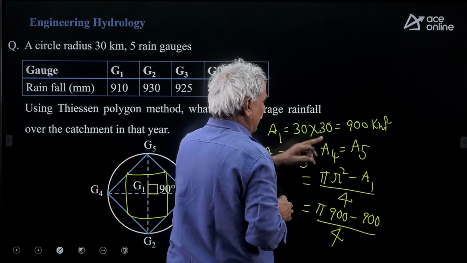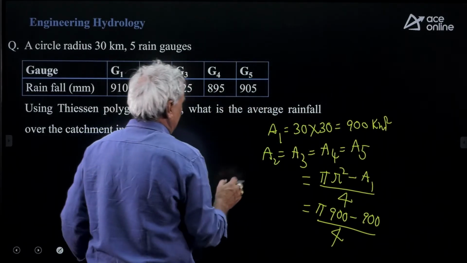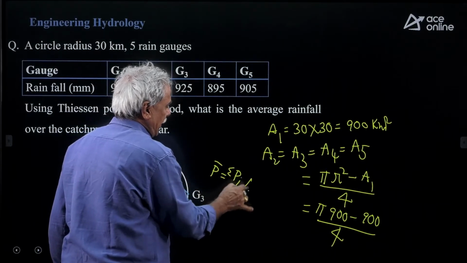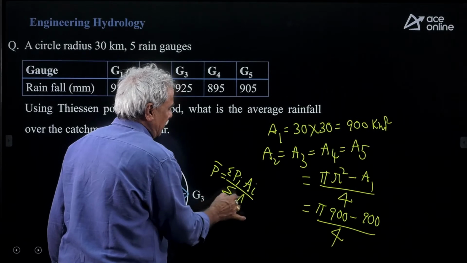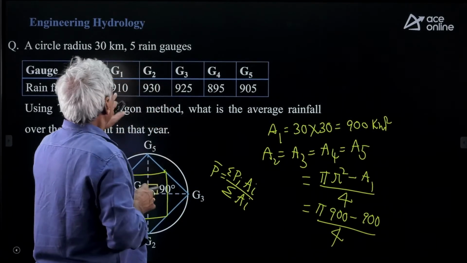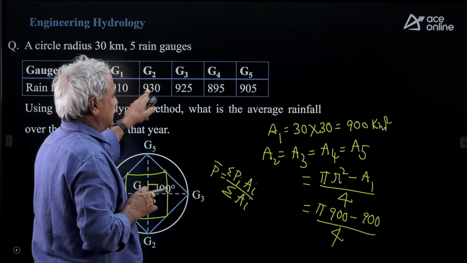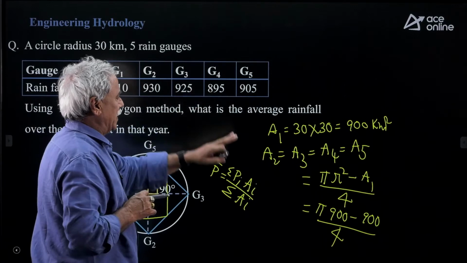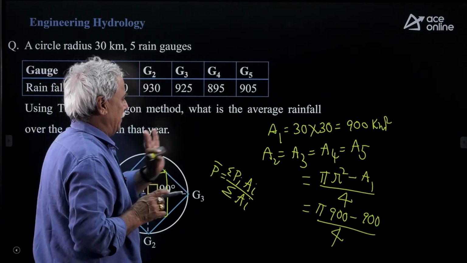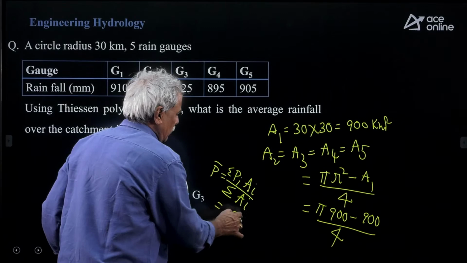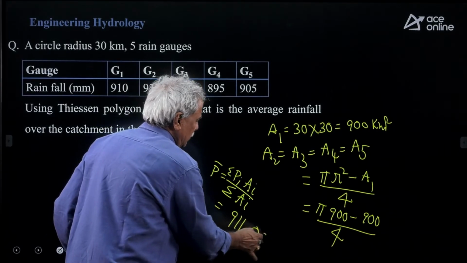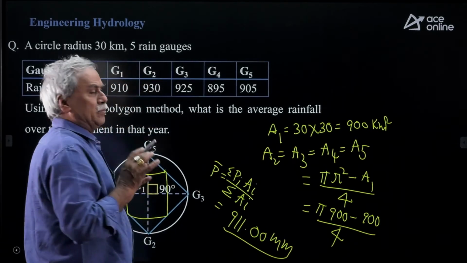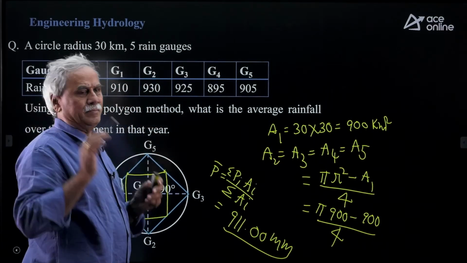I know A1 to A5, I know P1 to P5. The formula for P bar will be sigma Pi Ai divided by sigma Ai. That is 910 into 900 plus 930 into A2, 925 into A3, 895 into A4, 905 into A5. If you sum up these values, you are going to get around 911.00 millimeters as the average rainfall. A simple Thiessen polygon method.